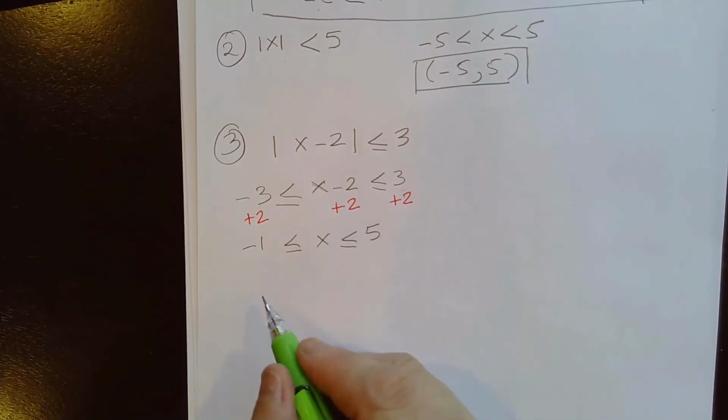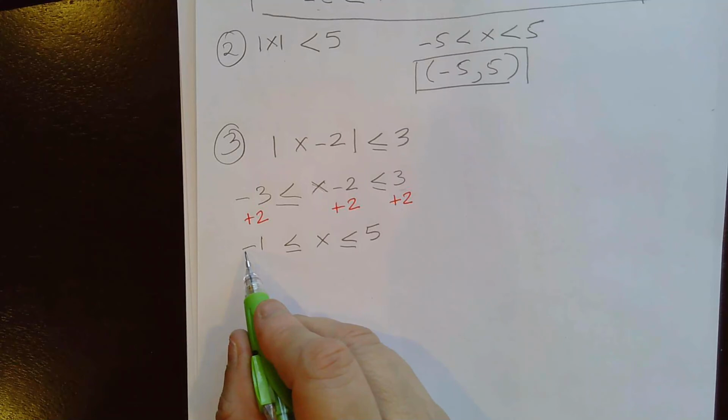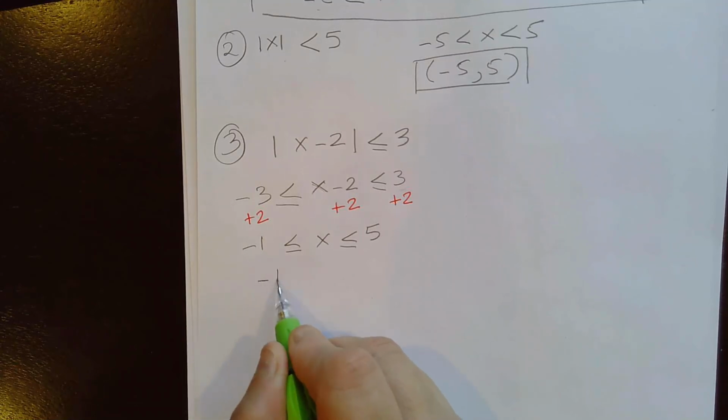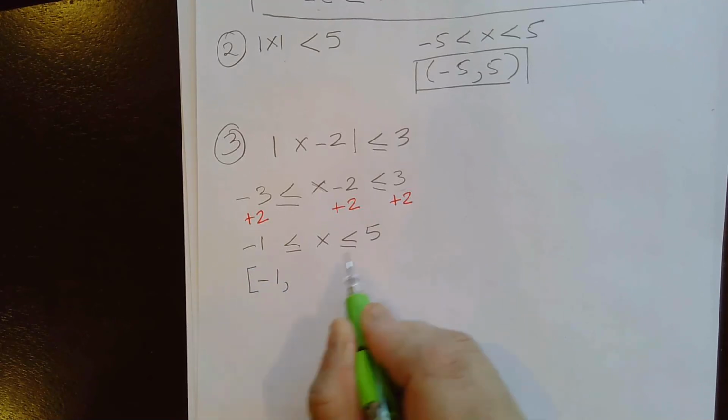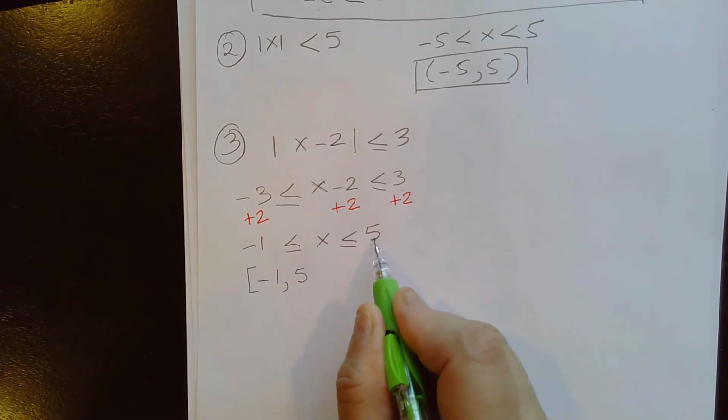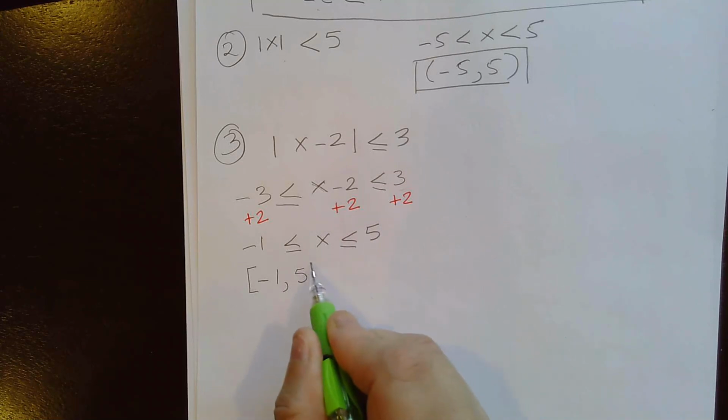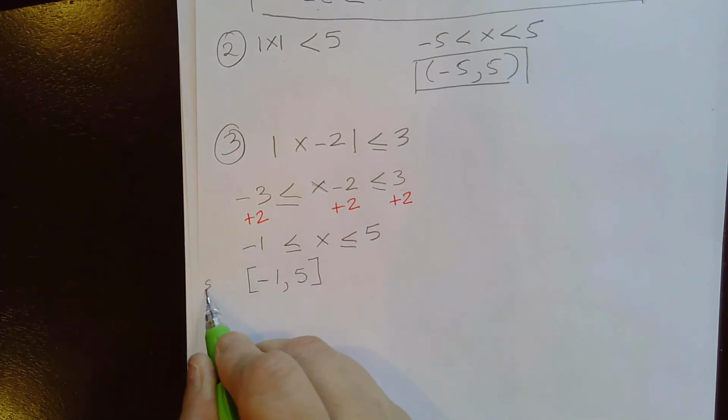Writing it in interval notation, it's going from -1, that's the smallest value. -1 is included because I have less than or equal, all the way to 5. 5 is included because I have less than or equal. So this is the solution in interval notation.